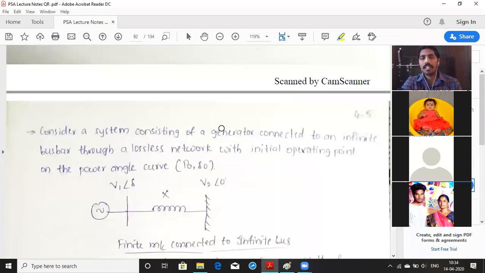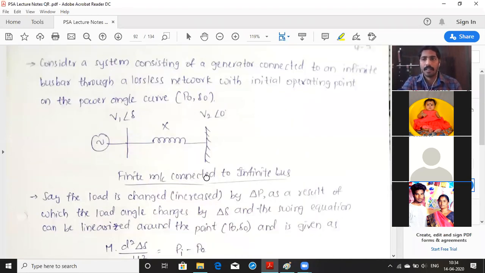To determine the steady state stability, let us take one example. Consider one synchronous generator, one transmission line, and one infinite bus. What is an infinite bus? An infinite bus is one where the voltage and frequency remain constant forever. The synchronous generator will have voltage V1, or Vs, at an angle of delta, with transfer reactance X, and the infinite bus will have a terminal voltage of V2 at an angle of 0 degrees.